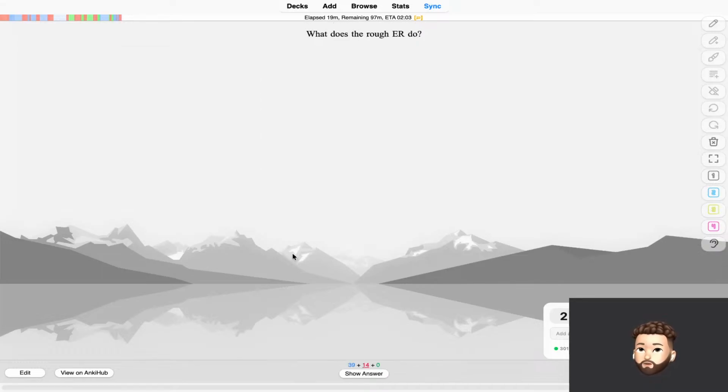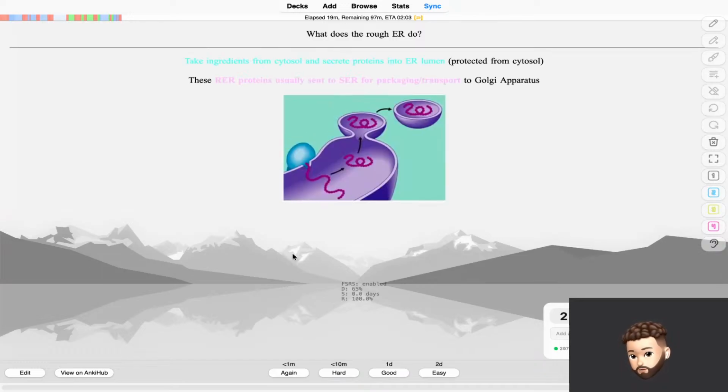What does rough ER do? It's going to take materials from the cytosol and use them for proteins, release them into the lumen of the ER, and then that molecule is going to bud off in a vesicle to the smooth ER. It's going to travel to the smooth ER to then be packaged and transported to the Golgi apparatus.